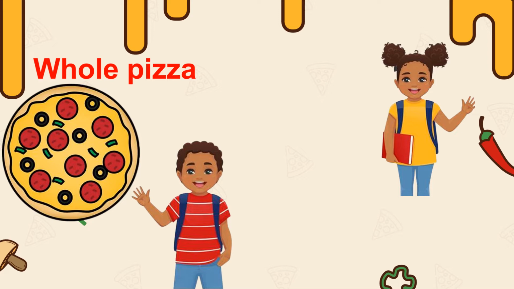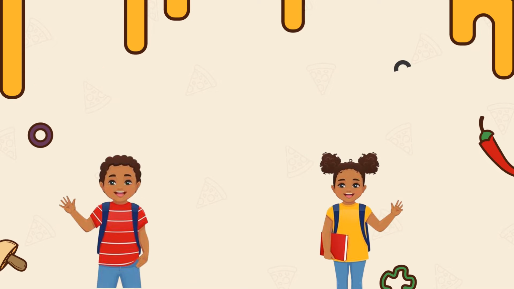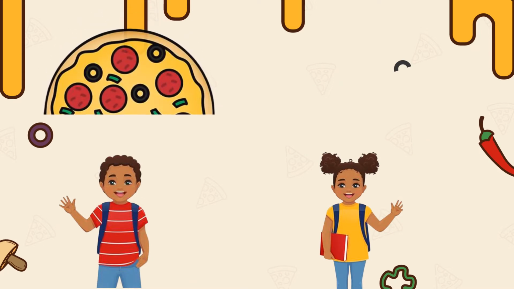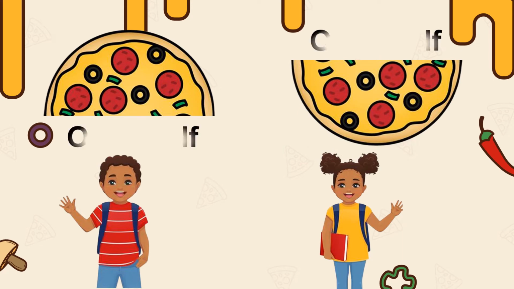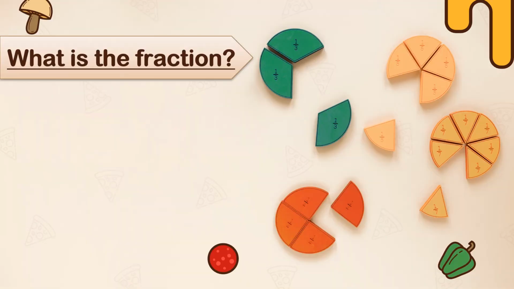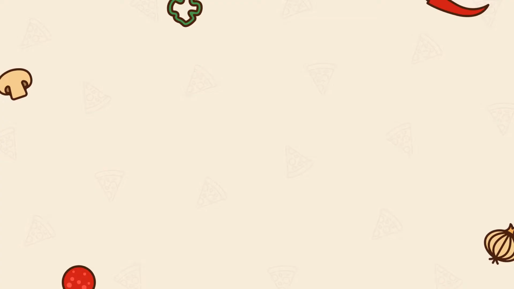Maybe Mark doesn't eat the whole pizza, or maybe they are going to share or split or divide it, or cut it in equal parts. What do you think? So they will split the pizza in half. Each of them gets one half of the pizza. So what is a fraction? Fractions are equal parts of a whole. As we said before, each of Sandy and Mark got one half.